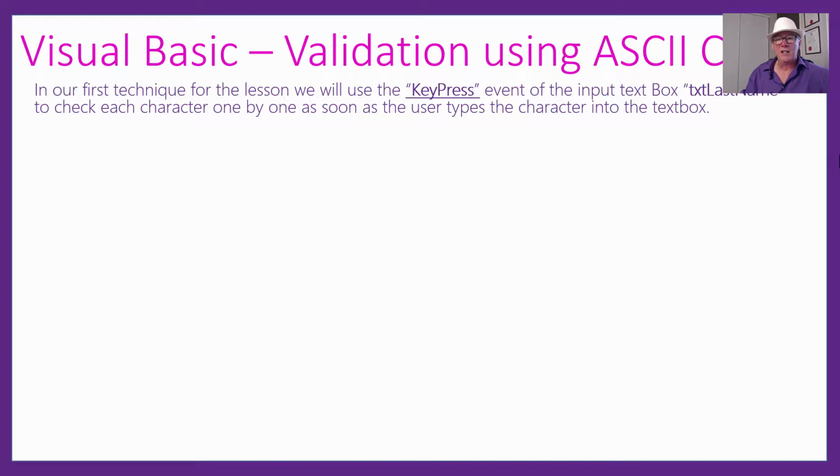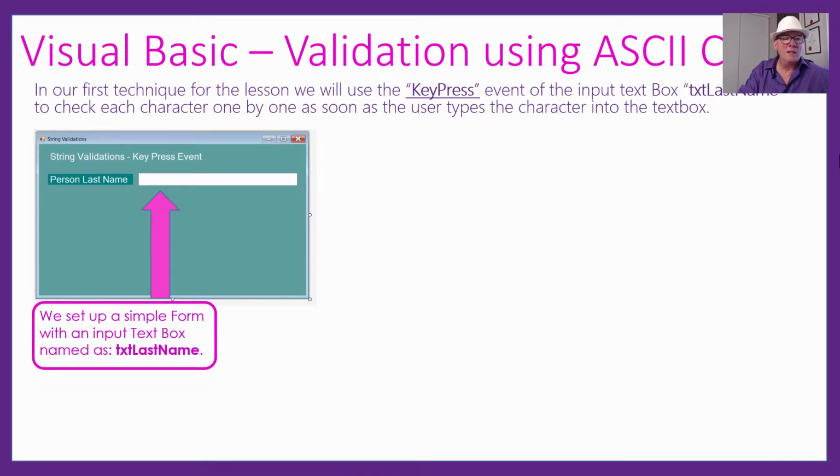So the first technique is key press, all right? So when they press a key, we can check the key straight away, and if it's not the right sort of key, like if they're trying to type a number into someone's name, we can just say, nope, we're not gonna let you do that, and give them a message box. So let's set this up.